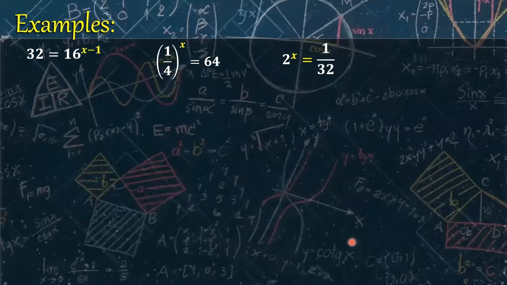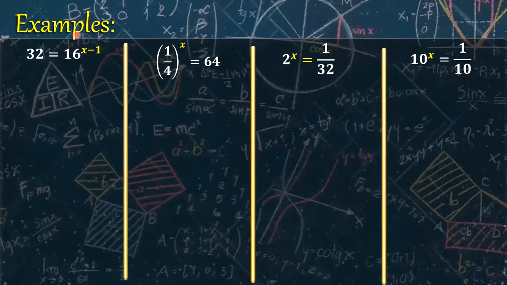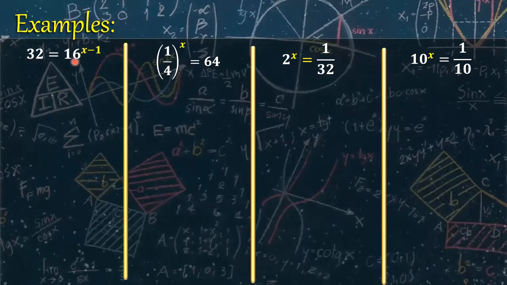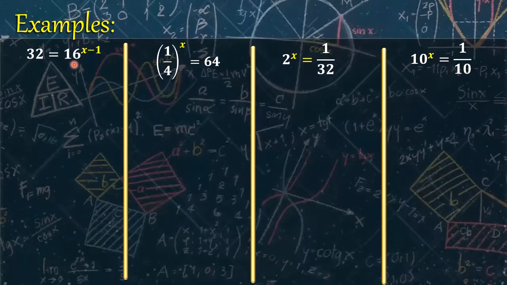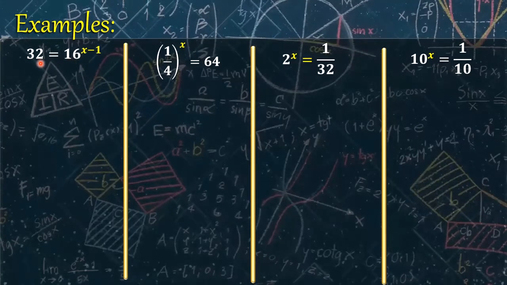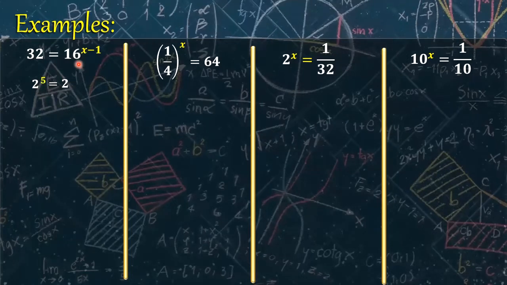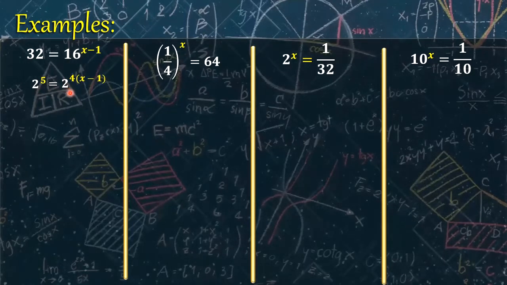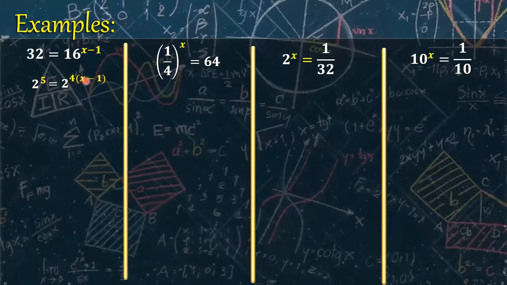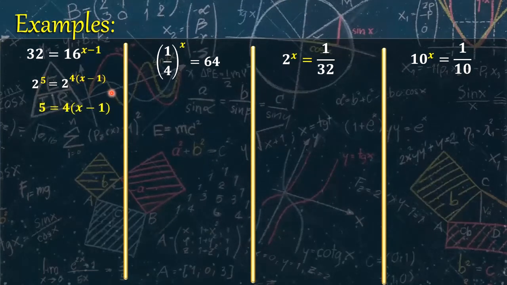The first one is 32 equals 16 raised to the power of x minus 1. Now, 32 can't be expressed into exponential form with a base of 16. So, mangita ta og common base sa 32 ug 16. Based sa exponential table, pwede nato ma-express si 32 into 2 raised to the power of 5 and 16 into 2 raised to the power of 4. So, the same naman og base, we can do the step 2 which is solve for x using the exponent. Copy the exponent on the left side and on the right side.